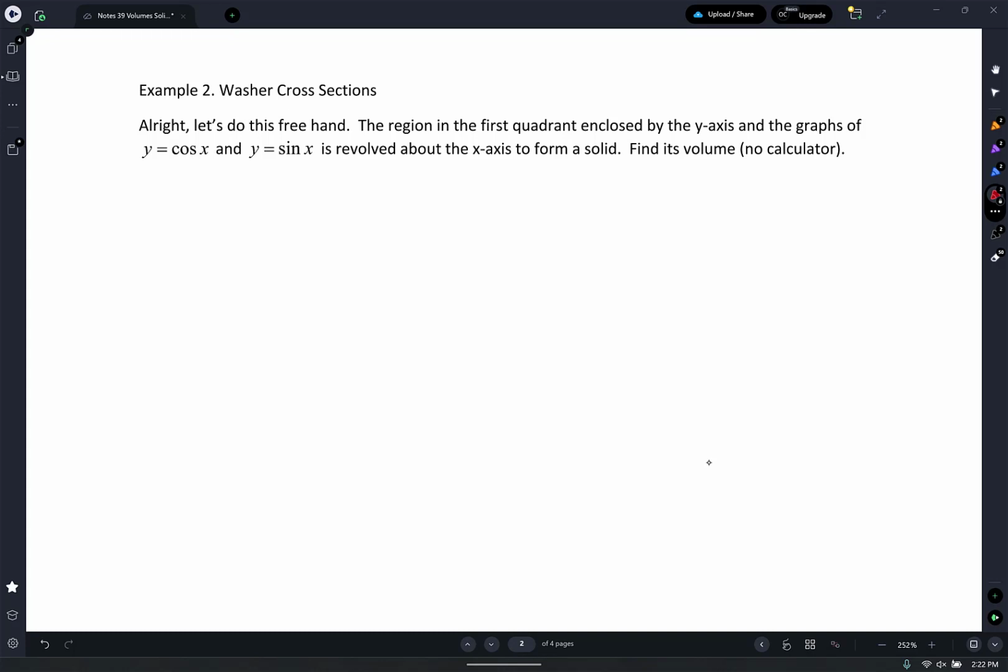All right, let's do this freehand. The region in the first quadrant enclosed by the y-axis, the graphs of y equals cosine x and y equals sine x, is revolved about the x-axis to form a solid. Find its volume. No calculator. Okay, you guys ready? All right, so here we go.